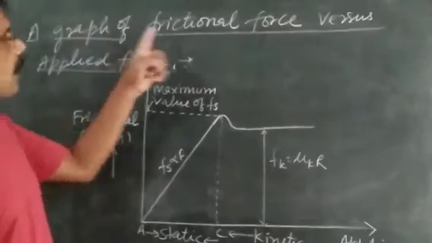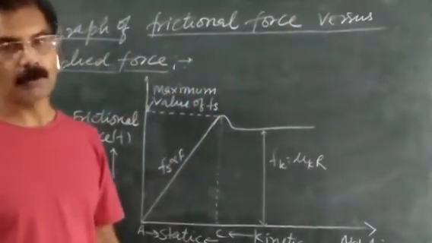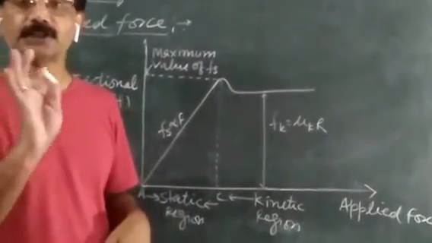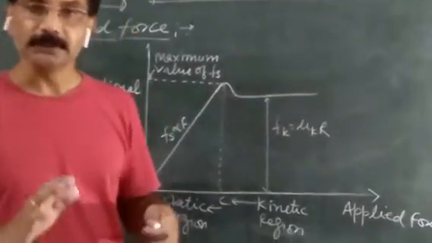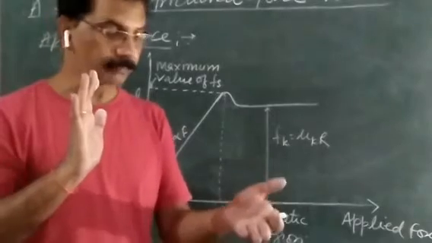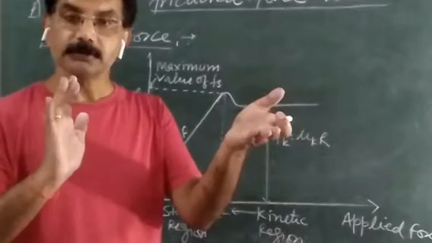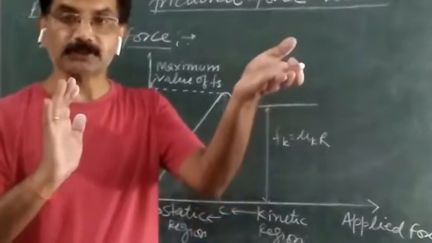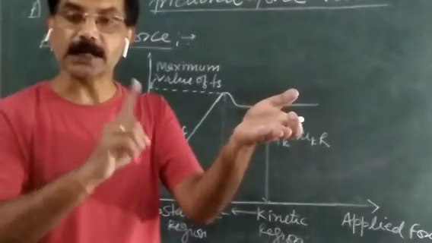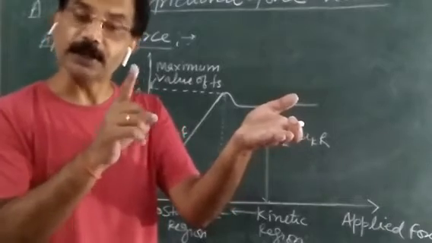Now, a graph of frictional force versus applied force. Already I told you in the previous video, a frictional force is a self-adjusting force. It means as we increase the external force, the static frictional force also automatically increases. And when this static frictional force reaches its maximum value, what is it called? Limiting friction, meaning maximum static friction. It is called static friction, limiting friction.